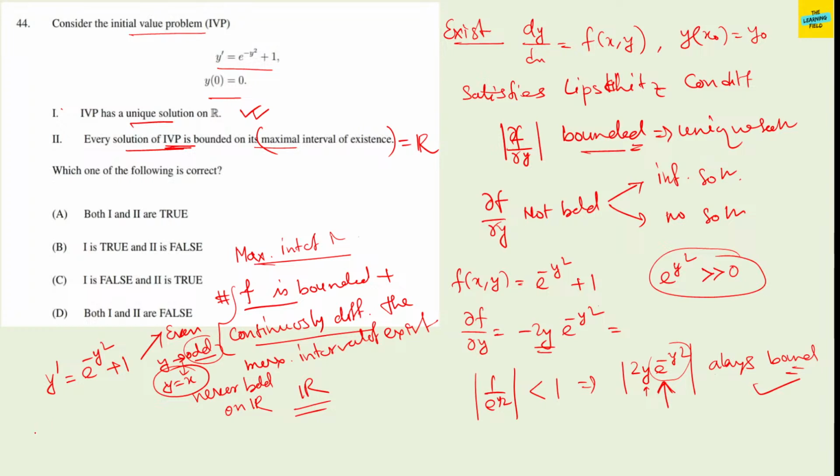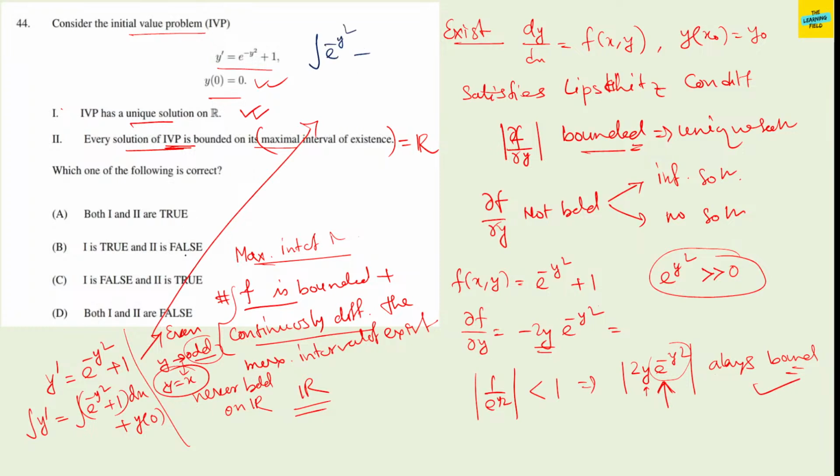Or you can also think in this way, if you integrate this y dash, then this is equal to the integral of e to the power minus y square plus 1 dx plus y naught, and the value of y naught equal to 0 is given. Therefore, the integration gives e to the power minus y square plus, for this one, 1x comes, and the value of y0 equal to 0 is given.